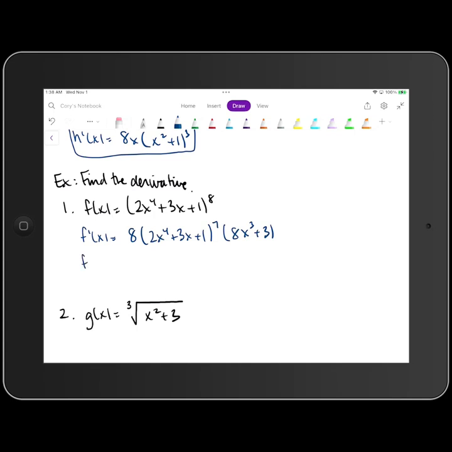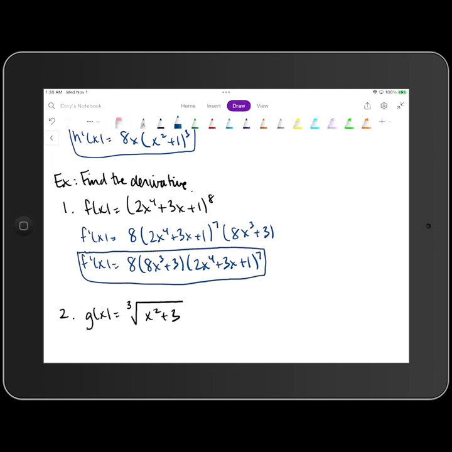So again, I'm just going to rearrange the factors so I can rewrite this as 8 times 8x cubed plus 3 times 2x to the 4th plus 3x plus 1 raised to the 7th power. Okay, and that right there is our derivative simplified completely.